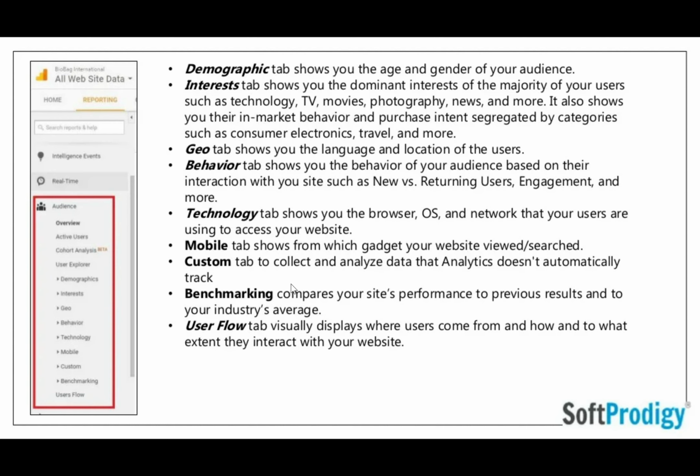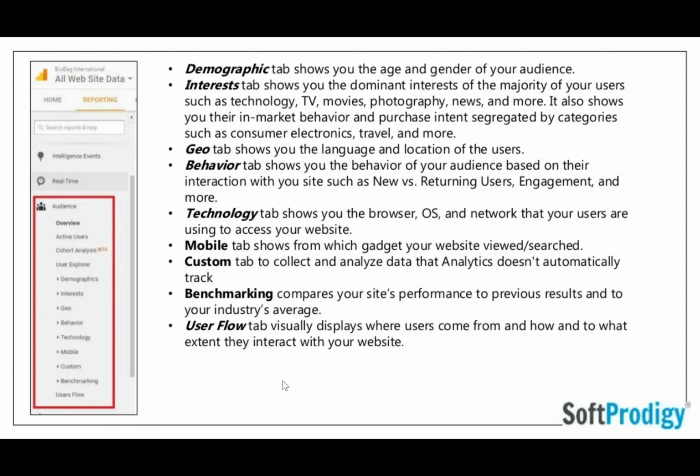Technology tab shows you the browser, the OS, and network that your users are using to access your website. Mobile tab shows you from which gadget your website is viewed. Custom tab lets you collect analyze data that analytics does not automatically track. Benchmarking compares your site performance to previous results and to your industry average.